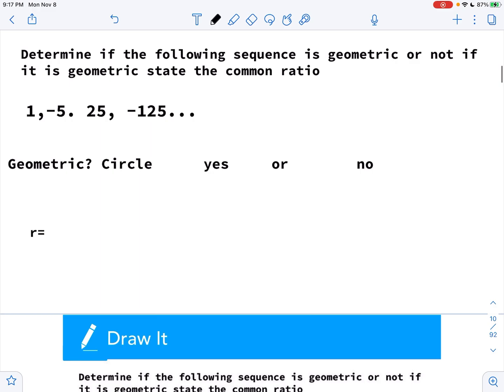Alright, we're going to determine if the following sequence is geometric or not geometric. If it is geometric, we're going to state the common ratio. Alright, so let's divide the second term by the first term. Right, the second term divided by the first term is -5 over 1, which equals -5. And the third term divided by the second term is also -5. So yes, it is geometric and its common ratio is -5.